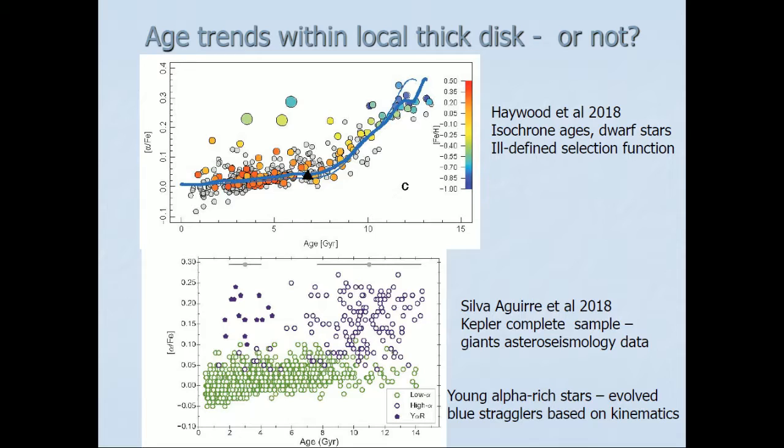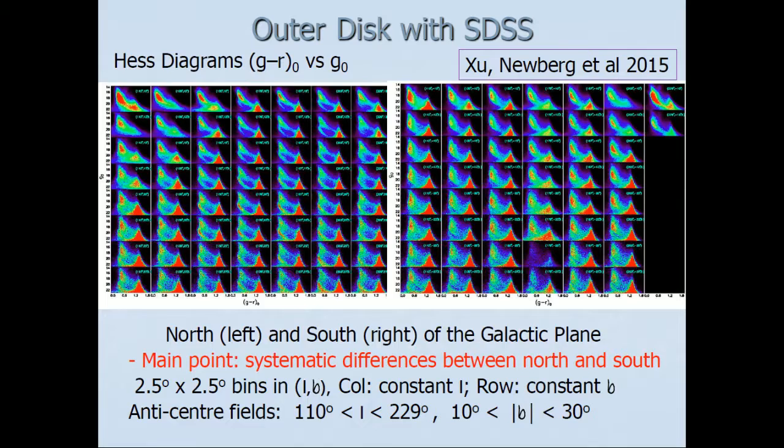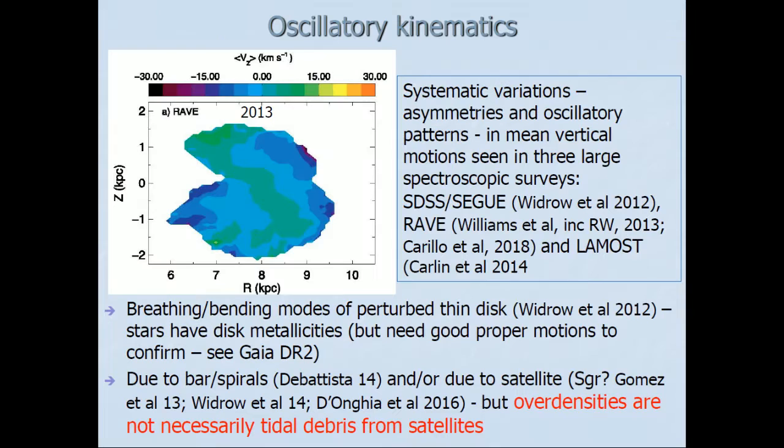Notice we think there are blue stragglers. How many of those are there? What's going on? Halo, disk, some halo substructure we now think could actually be disturbed disk instead of halo. We mentioned there's an effect on the disk. Don't have time to go through this, but we see oscillatory structure in star counts. More stars to the north, more stars to the south, more stars to the north. We see these corrugation waves. We see oscillatory kinematics in many surveys.